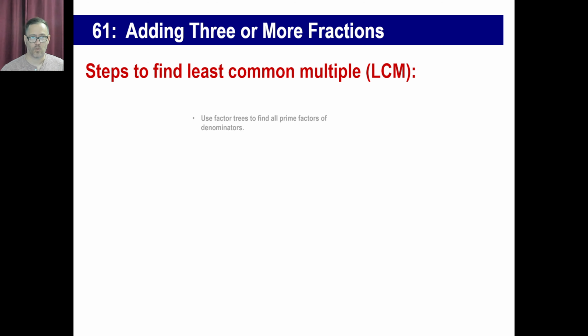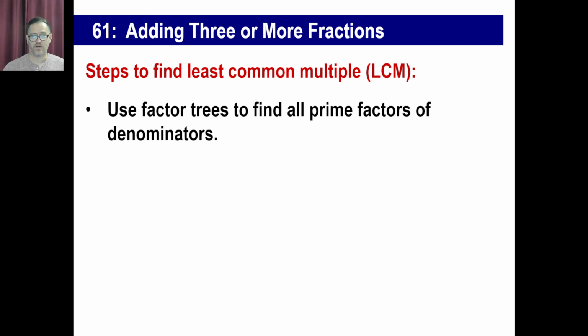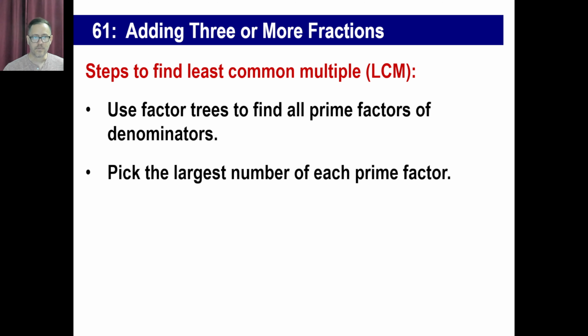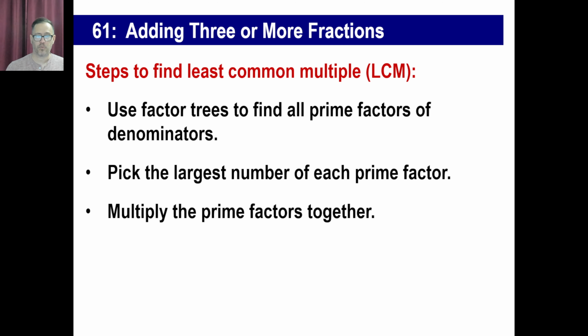This is the method. Number 1, use factor trees to find all prime factors of denominators. In other words, you take a denominator, you break it down into its prime factors, and there you go. Number 2, pick the largest number of each prime factor. In other words, when you use the factor trees, you'll circle your prime factors like 2 and 3 and 5 and 7 and 11 and things like that. All right. Then the last step is this: multiply the prime factors together. And I'll show you how this works.